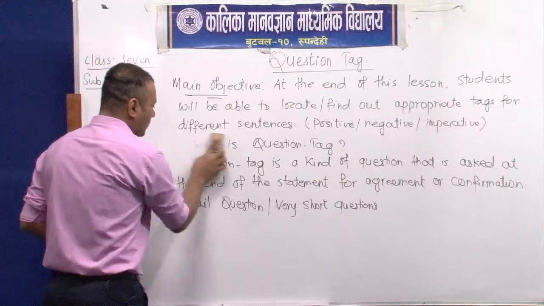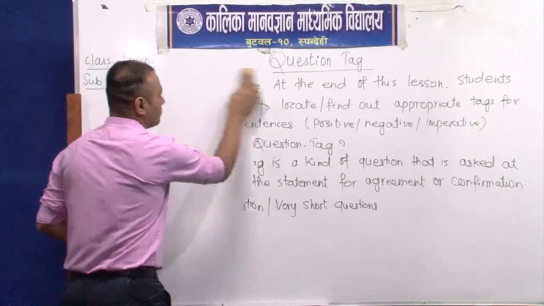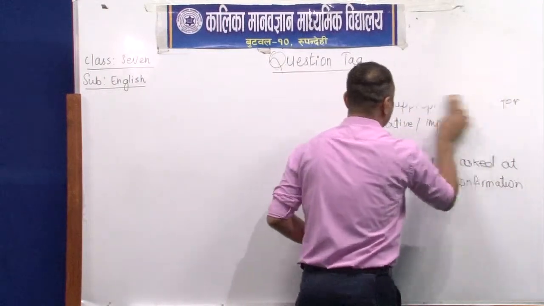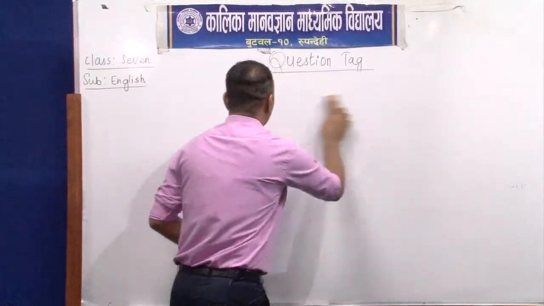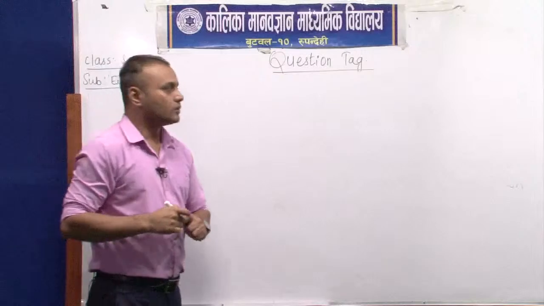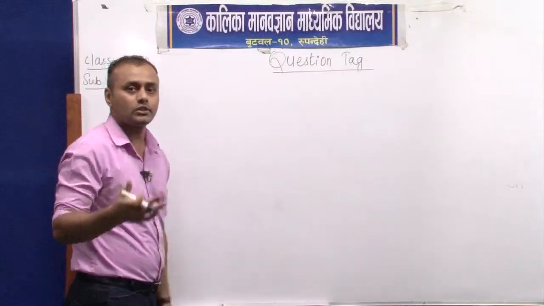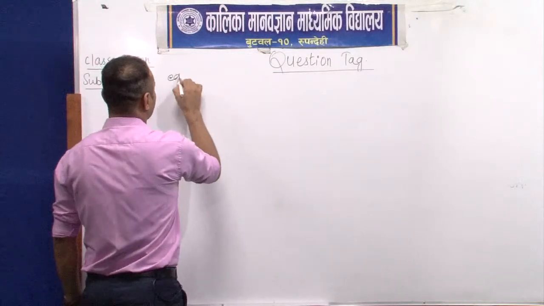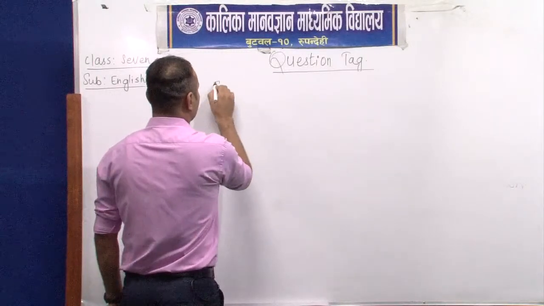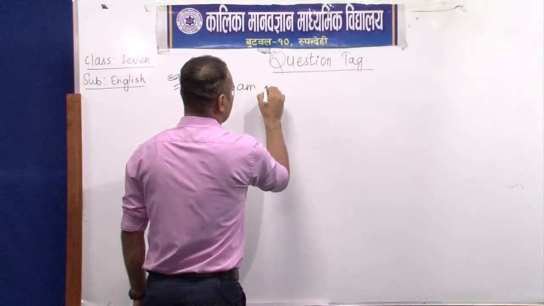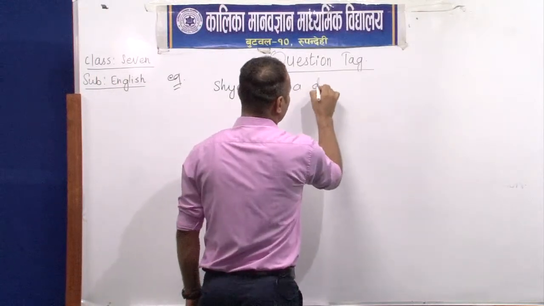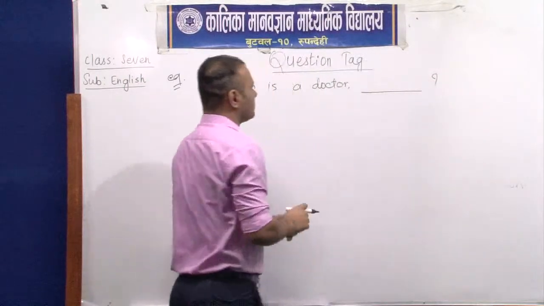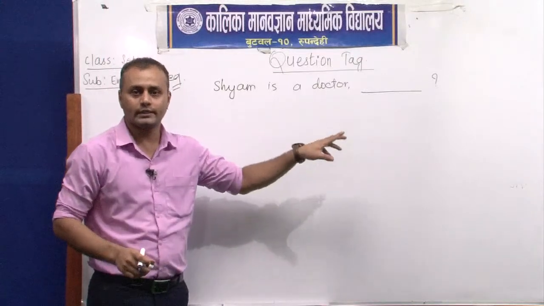I hope you have written all these things. Now let us move to the examples. We will discuss some very specific kinds of examples in today's class. Yes, as I have mentioned, it is asked at the end of the statement. Here I will prove it to you. For example, Sam is a doctor. Sam is a doctor. So, in this way a question will come in examination.